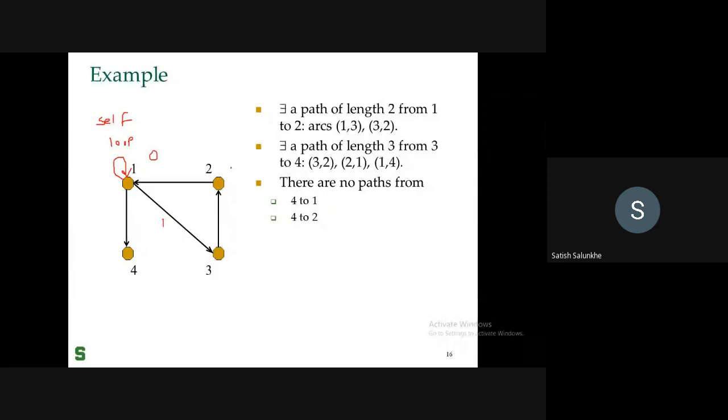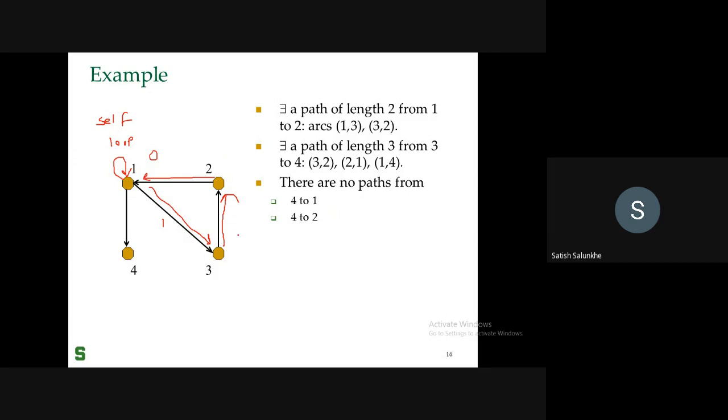At present, is there no path from 2 to 2? No, there is a path. You can go from 2 to 1, then from 1 to 3, and again from 3 to 2. So 2 is connected with itself by 3 links.